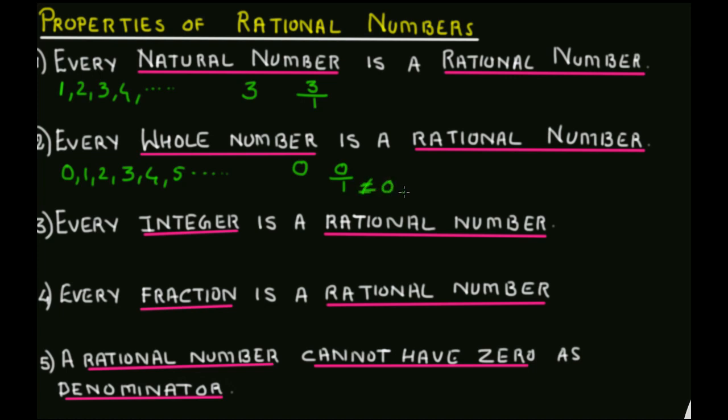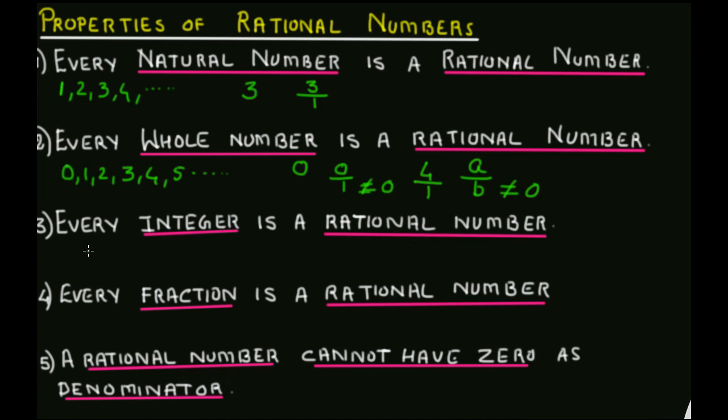So we learned that a rational number takes the form of a by b, where both a and b are integers and the denominator is not equal to 0. Let's take another whole number, 4. 4 can be written as 4 by 1, thus making it a rational number as well. So I hope you understand both the properties. Let's take the third property: every integer is a rational number.